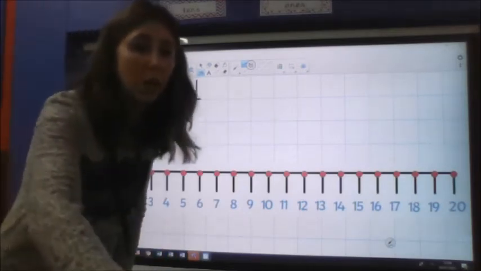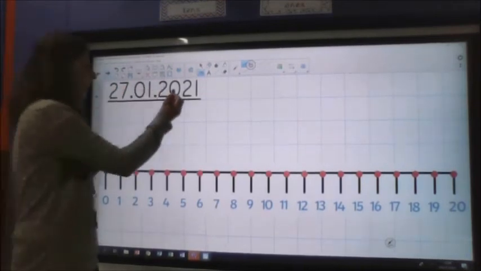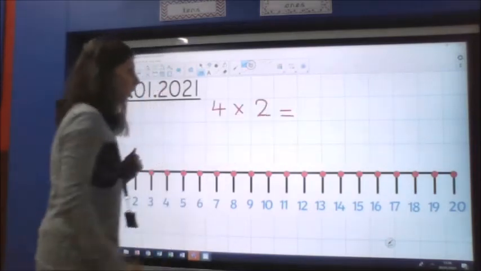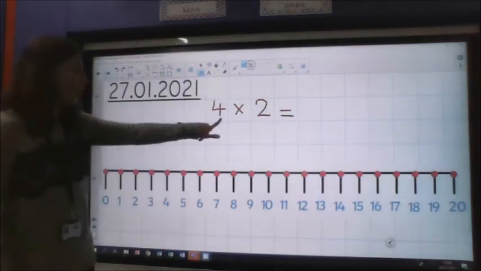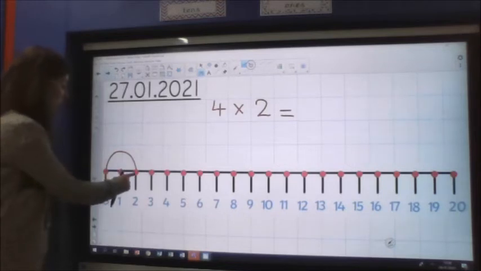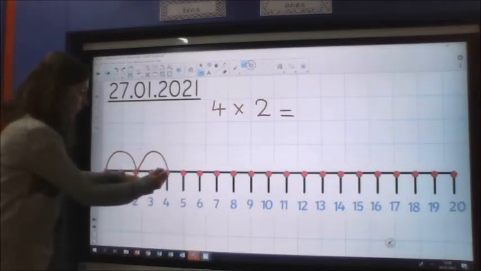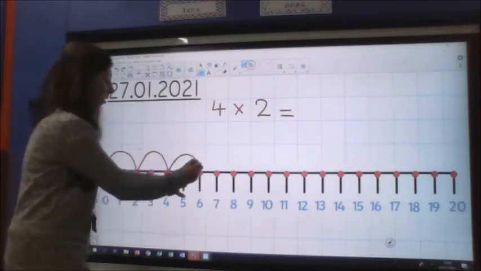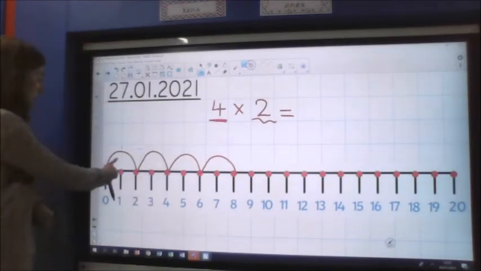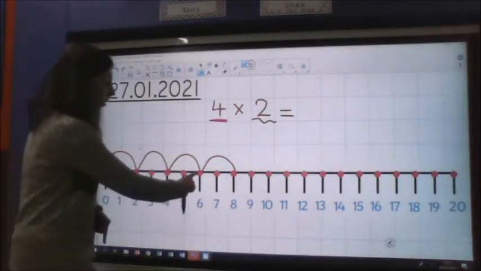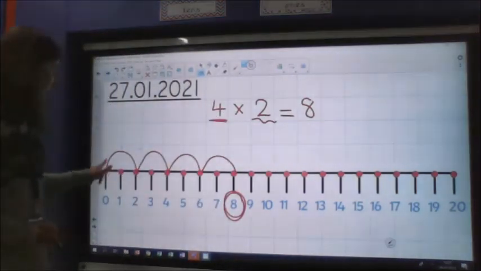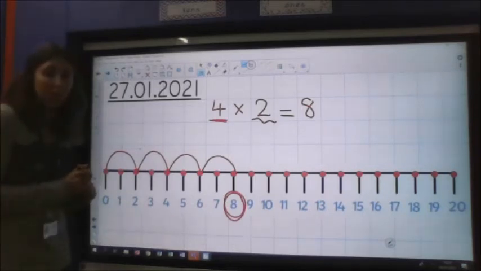Okay, we have done these with addition and subtraction, and we're going to go over it with how we would multiply. Okay, so if I had the multiplication 4 times 2 equals, what I need to do on my number line is to do 4 jumps of 2. Okay, so I start from 0 and jump in 2. So 1, 2, then 1, 2, 1, 2, then 1, 2. So I've done 4 jumps and I've jumped 2 each time. So my answer to 4 times 2 using my number line would be 8. Okay, I did 4 jumps and I jumped 2 each time.